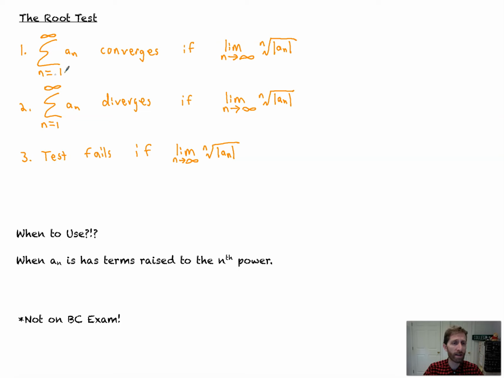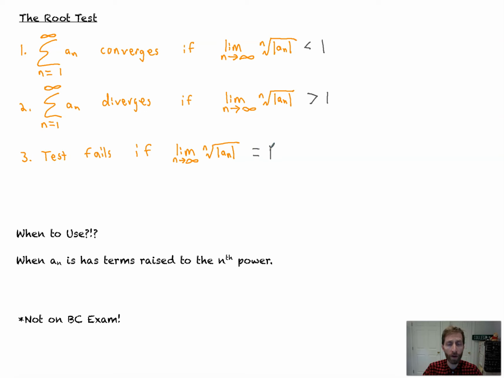If you're given an infinite series, it will converge if the limit as n goes to infinity of the nth root of the absolute value of what you're taking the series of is less than 1, just like the ratio test, right? And the infinite series, n equals 1 to infinity, diverges if the very same limit of the very same nth root is greater than 1. And then just like the ratio test, the test will fail if that same limit of that same root is equal to 1.